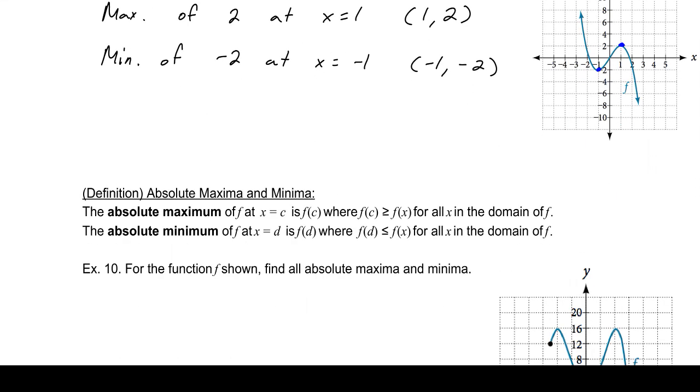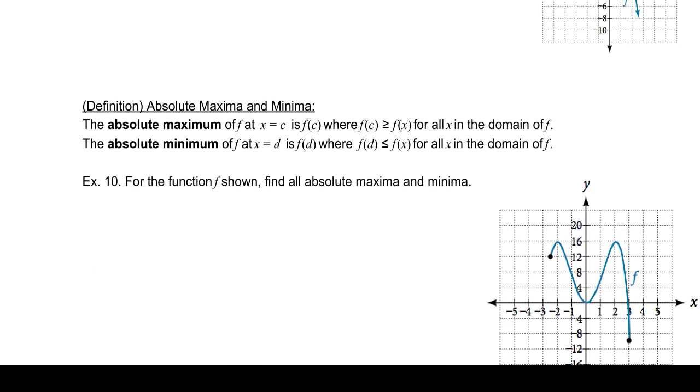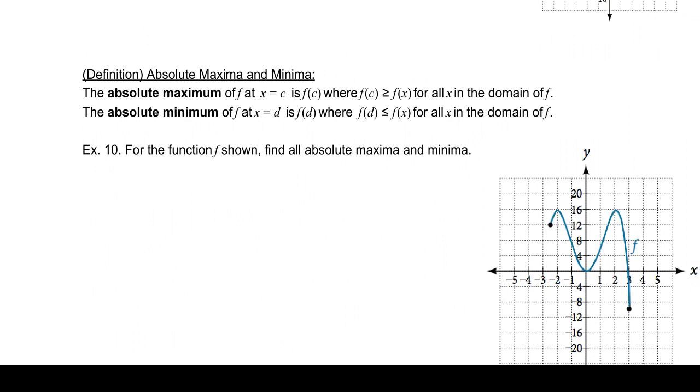All right, now an absolute maximum simply means that on the entire domain it's the highest or the lowest point. On this last example, there is no absolute highest or lowest because the function keeps increasing this way and it keeps decreasing this way. However, on something like this next graph, we can find absolute maximum and absolute minimum.